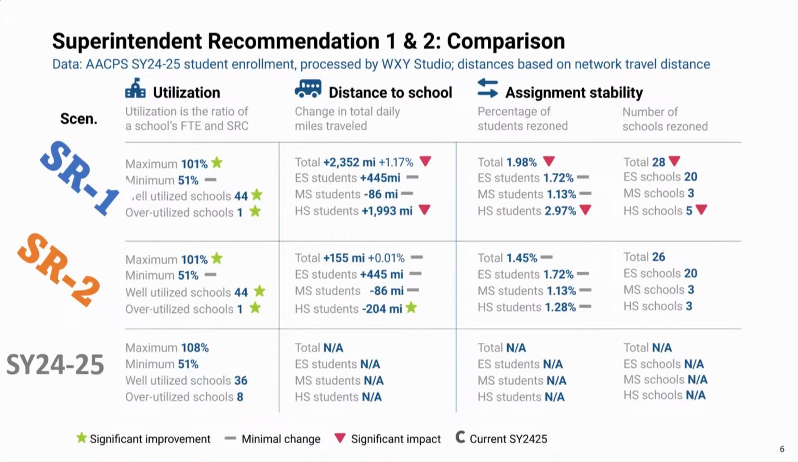This slide shows key metrics of the 2 superintendent recommendations noted as SR1 and SR2 compared to the school year 24-25 boundaries and enrollments. Relative to school year 24-25, SR1 increases overall distance traveled by approximately 1% and impacts approximately 2% of the Phase 2 students. SR2 is less impactful. In SR2, the overall distance traveled and the number of rezoned students is lower than SR1.